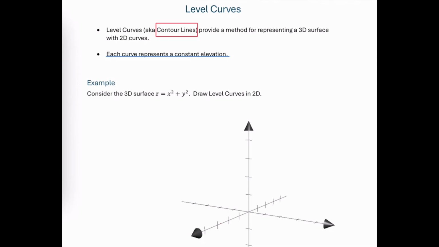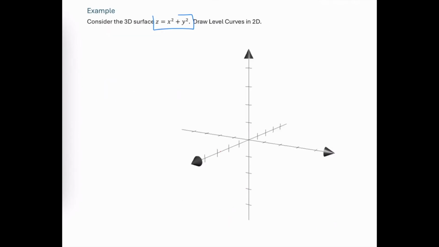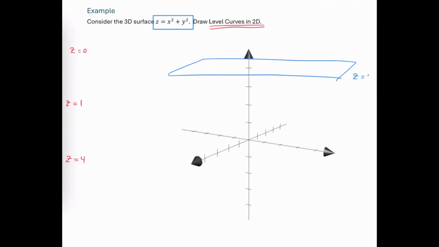And let's take a quick look at an example. First, let's generate a three-dimensional drawing of this surface, and then we'll draw the level curves in two-dimensional space. So we'll start by identifying what the trace curve looks like in some specific z elevations. We'll look first at z equals 0, which is basically the floor, and then we'll look at the plane z equals 1 and see what the trace curve is in that plane. We'll also look at the trace curve in the plane z equals 4, and this is going to help us to generate this three-dimensional drawing.